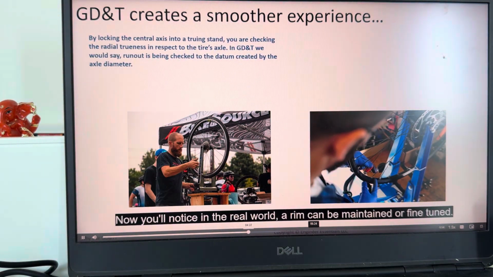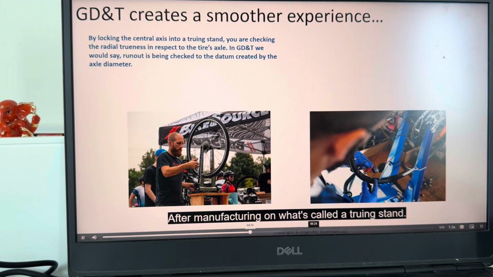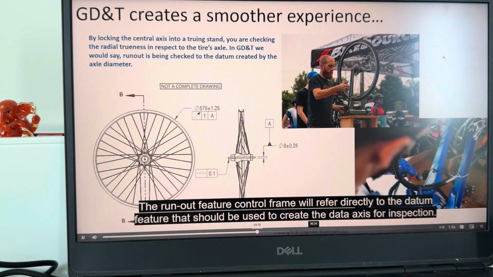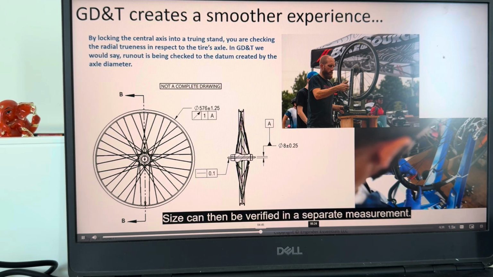Now, you'll notice in the real world, a rim can be maintained or fine-tuned after manufacturing on what's called a truing stand. Runout is checked by attaching the axle of the tire to the truing stand and then inspecting the radial deviations with some sort of indicator or feeler gauges. The runout feature control frame will refer directly to the datum feature that should be used to create the datum axis for inspection. Size can then be verified in a separate measurement.